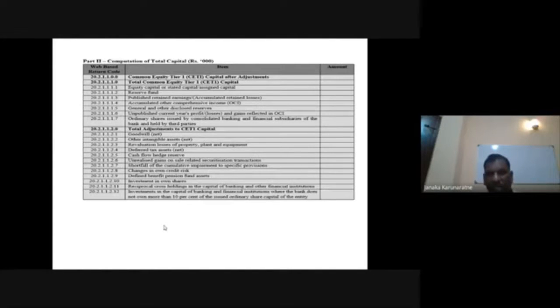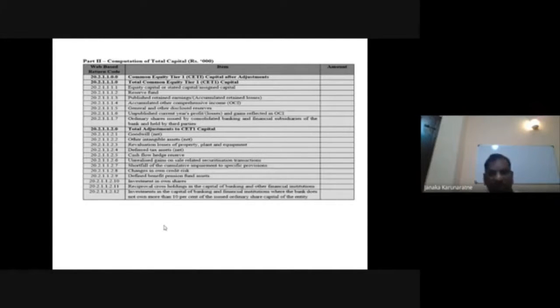Then, if a particular bank does not meet the minimum requirement as per the capital conservation buffer, the banks are subject to certain restrictions such as payment of dividends, share buybacks, and other things which are restricted until the bank reaches the relevant minimum capital levels, including the conservation buffer. Then the next buffer is the counter-cyclical capital buffer.